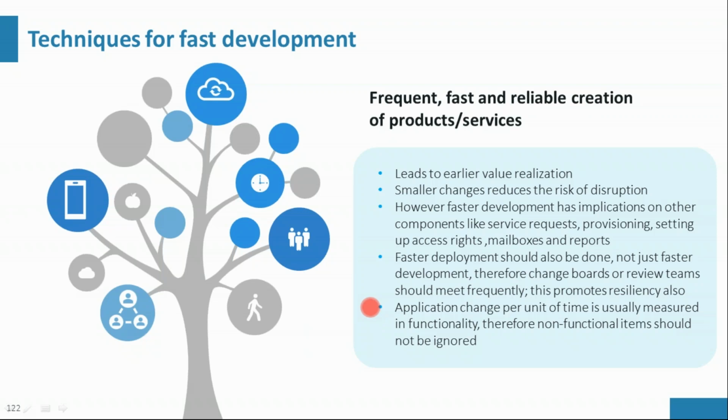Application change per unit of time is usually measured in functionality, meaning how many changes were done to an application, say, in a week, could be a measure. But it's about the number of feature changes. So if you say, let's say, 50 features were changed in this application in this week, that may not be a sufficient measure. We may also have to look at what else changed in the application. The non-feature related, the non-functional, for example, better performance, better load handling, improved security, because those also have efforts associated.